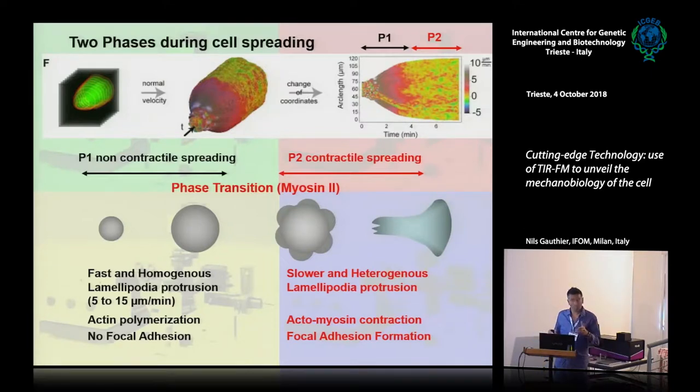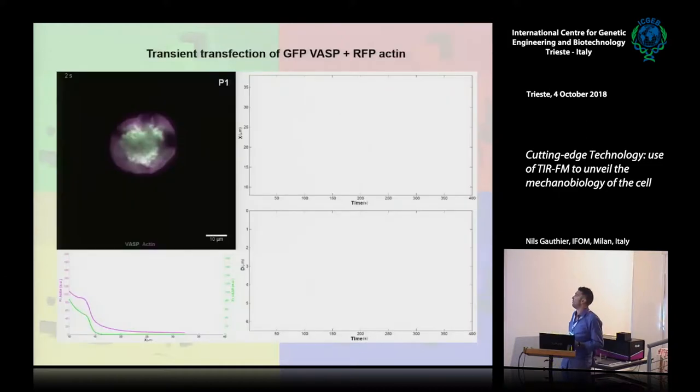And now we came to those conclusions because we had this motility parameter from the previous experiments. And now we draw this conclusion by this type of experiment. And here we combine two colors, for example, GFP VASP and RFP actin.